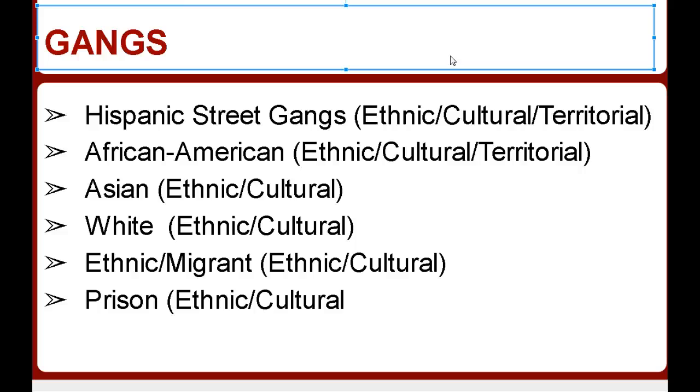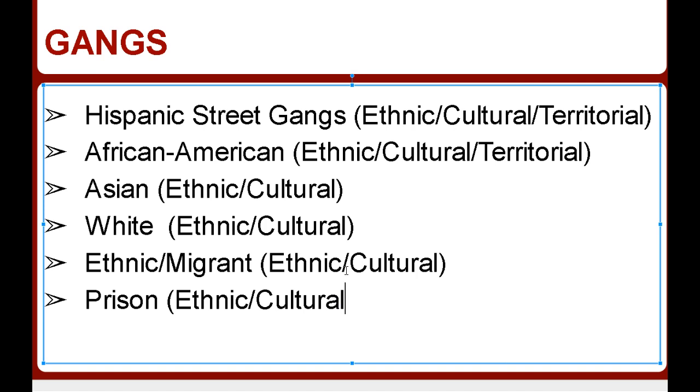The ethnic migrant types, as a result of the different refugee groups that are coming into this country because of the different worldwide conflicts, are subject to the same type of discrimination and persecution that most ethnic groups encounter when they come here, causing them to form gangs for protection. This is definitely heavily ethnic and cultural. Prison gangs are ethnic. Your Hispanic and African American gangs are more territorial than Asian, white, the ethnic or the prison gangs.